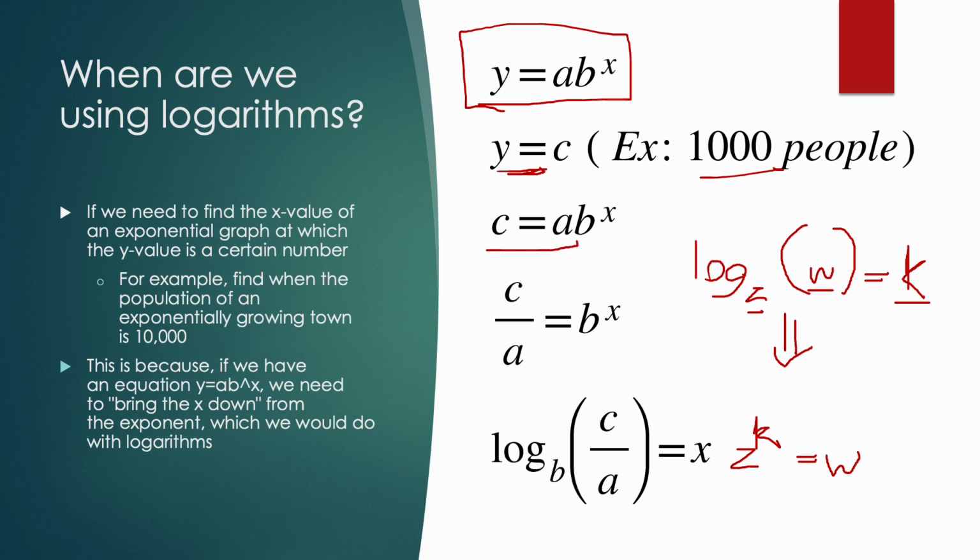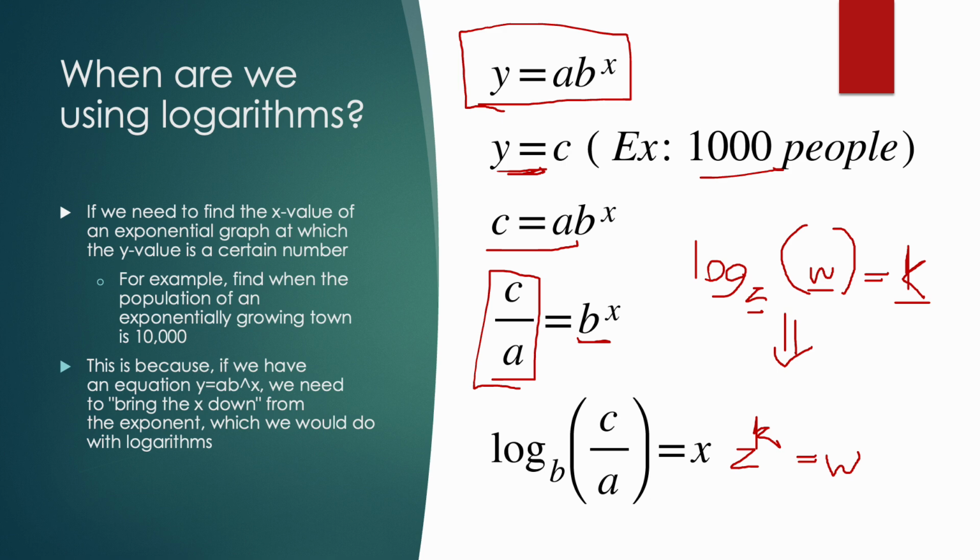In this case, we're going to set y equal to c, right? And so we're going to have c equals ab to the x. And then we're going to divide by a. So we have c over a is equal to b to the x. And we're just trying to solve for x. And now you'll see we have b to the x and we have a c over a.